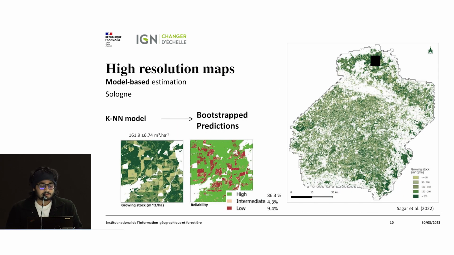This is a case study on the same study area using the same data sets. We are working on high resolution maps. We built pixel level maps at a spatial resolution of 30 meters. We predicted growing stock volume here using a KNN model. We used bootstrap predictions, which is the basis of model-based estimation. And the first figure which you see here is the growing stock volume at 30 meters.